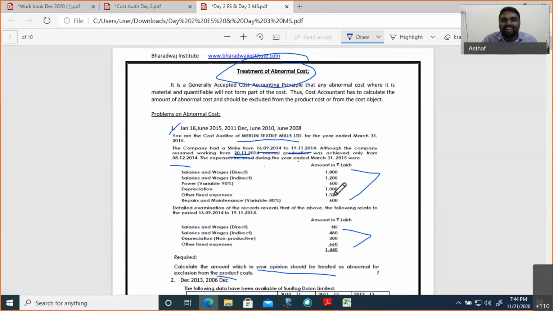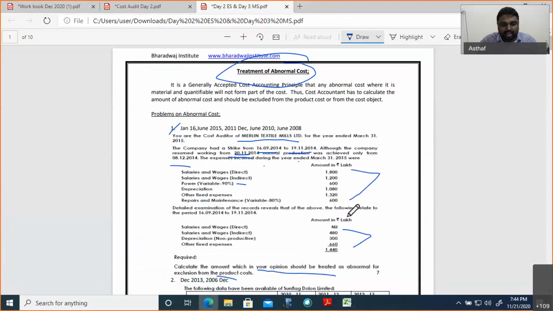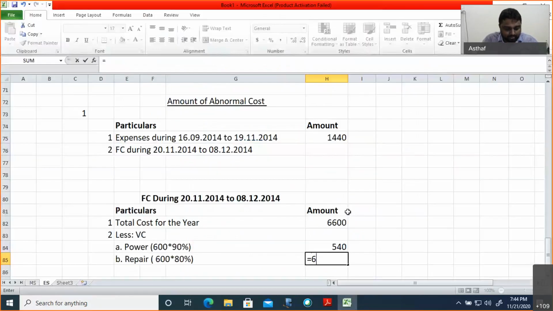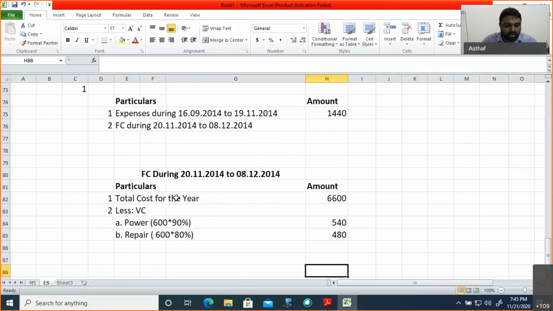Salary and all fixed. Whether you do the job or not, we have to pay the salary. So don't worry, salary and all fixed. 600 into 18. Salary is for permanent employees. So repairs, 600 into 80%. So only two items. Salary and all will become fixed. Depreciation also fixed. Other fixed expenses also fixed. I'm not taking time for discussing each point. All are fixed. So this will be the fixed cost for the year.